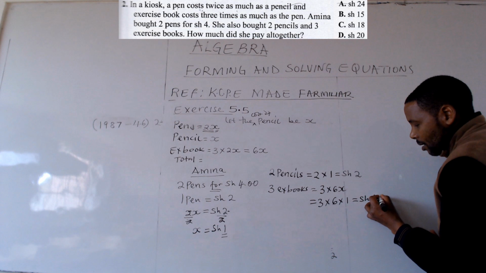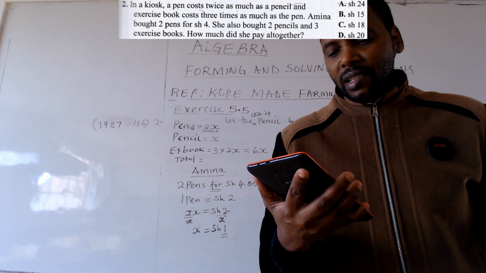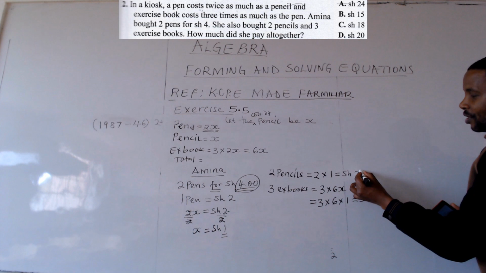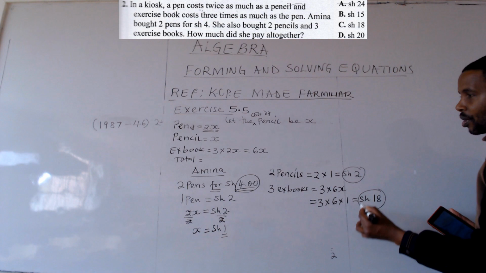Then you finish the question by answering how much did she pay all together? Starting with the 2 pens she bought, the 2 pencils she bought, put together with the 3 exercise books she bought, to give you the total cost.